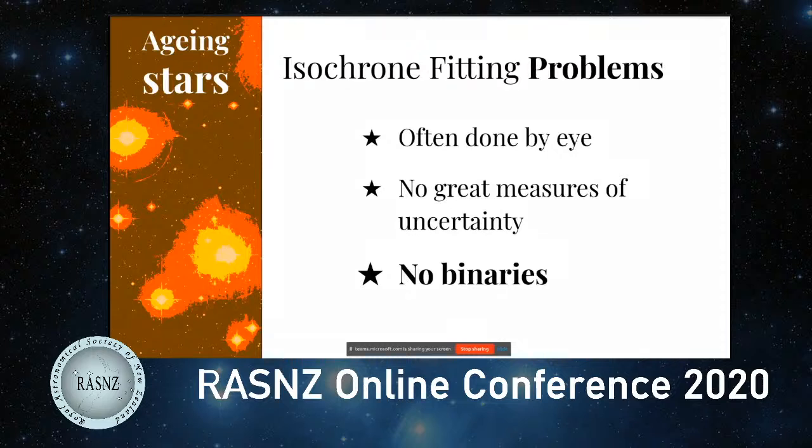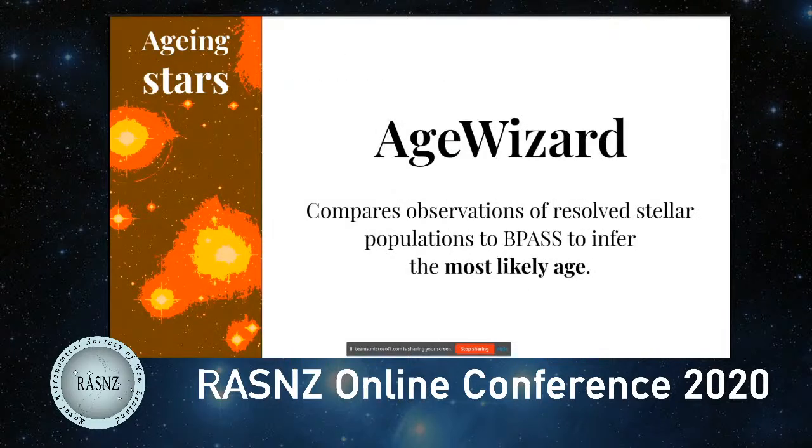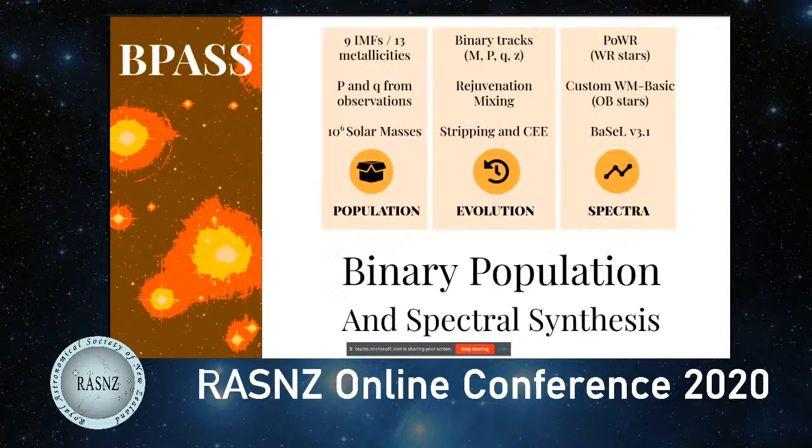But the problem with isochrone fitting doesn't stop there. It's often done by eye, so not particularly rigorous, and there's no great measure of uncertainty. And that's something that I'm particularly obsessed about as a scientist. Having an idea of how uncertain I am about a measurement or an answer that I find is very important to me. And that's where AgeWizard comes in. So it compares observations of resolved stellar populations to BPASS to infer the most likely age. It does not just give you one age, it gives you a whole distribution. It gives you probabilities, which is pretty important.